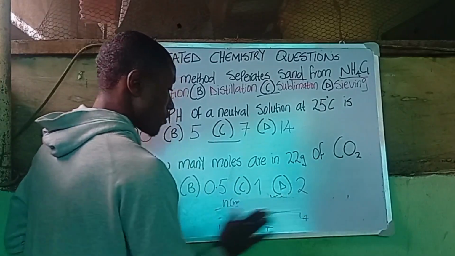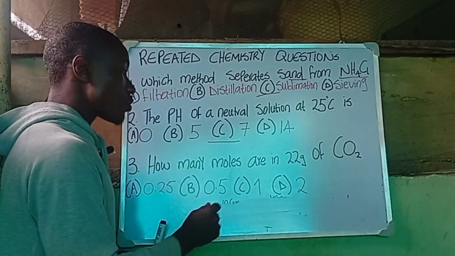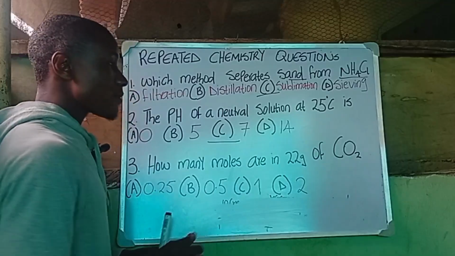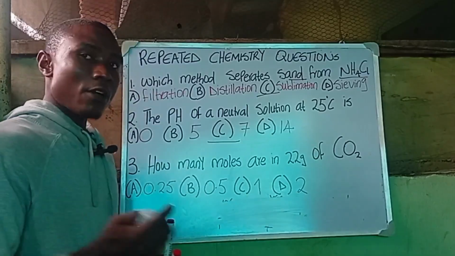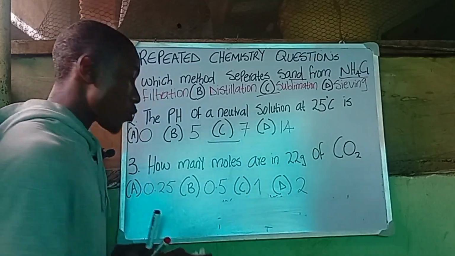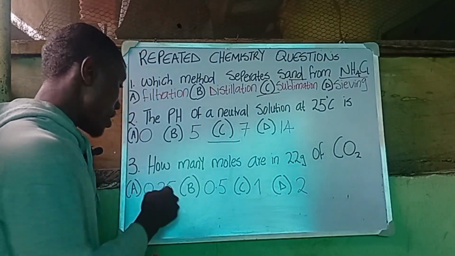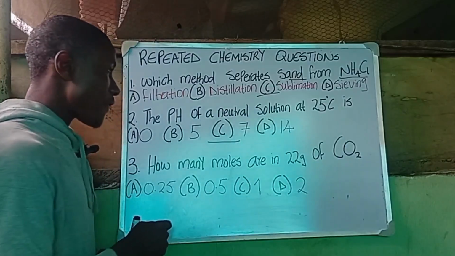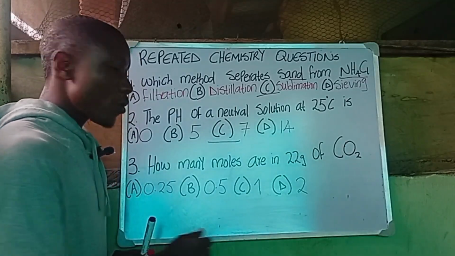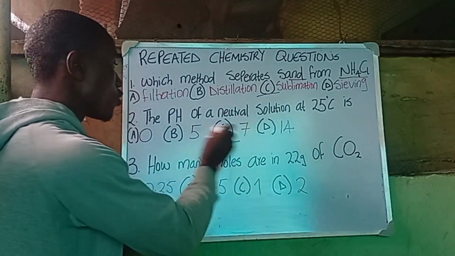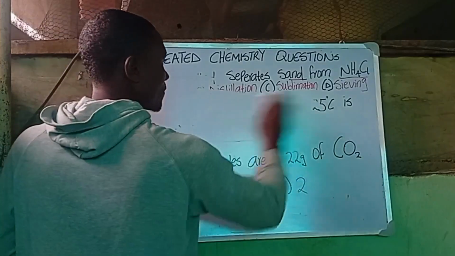Let's move on to question number 3. Question number 3 says, how many moles are in 22 grams of carbon dioxide? I've made videos on how you can calculate moles, but for the purpose of this question, we are also going to solve it. We have A, 0.25 moles, B, 0.5 moles, C, 1 mole, and D, 2 moles. So let's see how we can solve this.